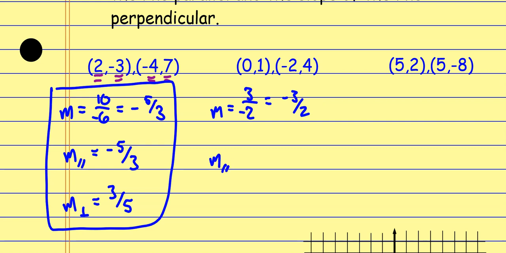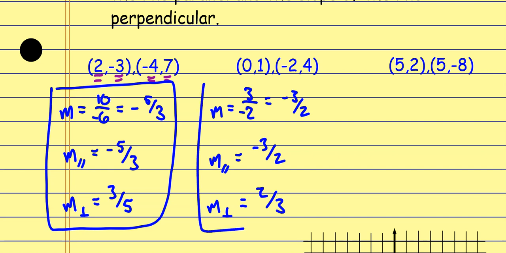And now let's talk about the parallel line. The parallel line has to have the same slope, so it's also -3/2. And then the perpendicular line is going to be the opposite reciprocal. So instead of -3/2, it's going to be +2/3. I change the sign and flip it. If I look at the next one, same kind of thing.